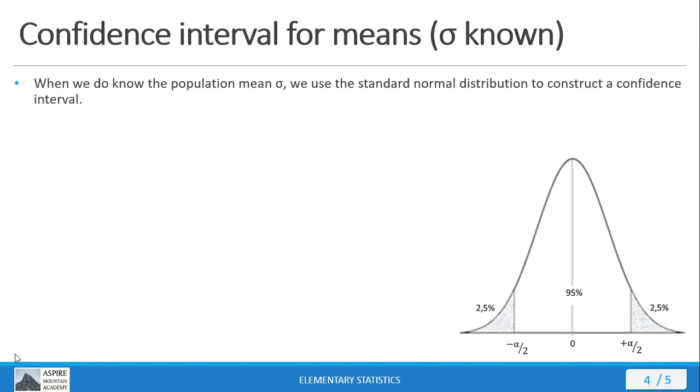So why are we trying to estimate what we already probably know? That never made much sense to me, but once in a while you get a problem thrown at you where they say, here's what the population standard deviation is, and so you have to use the standard normal distribution to calculate your critical value.